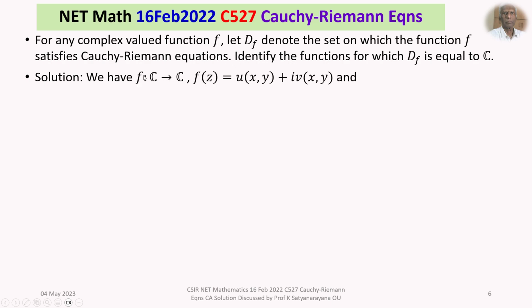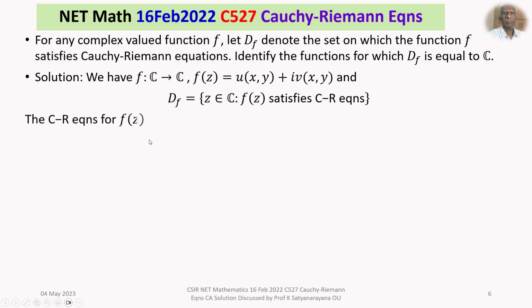We have f is a complex valued function defined on the complex plane C, and f of z is equal to u of x comma y, the real part of f(z), plus i v(x,y), where v(x,y) is the imaginary part of f of z, and d_f is equal to the set of all those complex numbers at which f of z satisfies the Cauchy-Riemann equations.